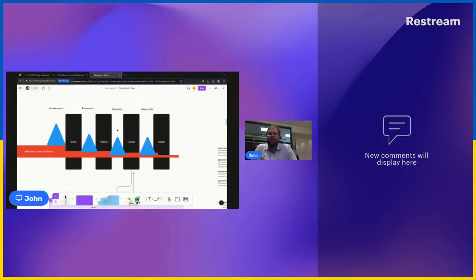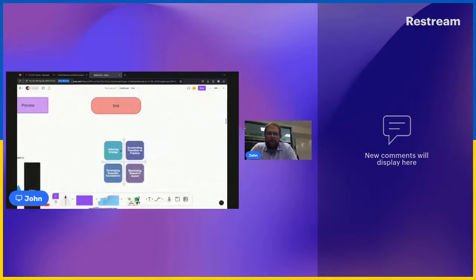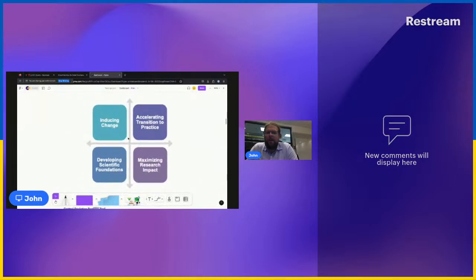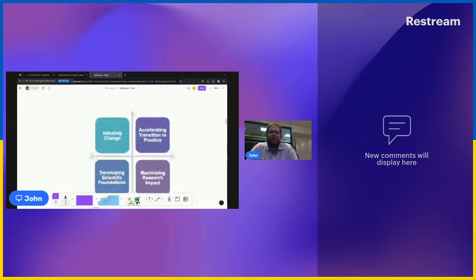So what can you do? Why is security important, right? Security is one component of computer systems. And what's really important here is when you start to analyze your computer systems, we can move into a variety of spaces, right? We can move into inducing change across our systems. We can accelerate transition, right, to practice. We can take our conceptual things and start to actually practice them and implement them. Then, because we're using computer systems and they are just math machines, we can develop scientific foundations to really approach this solution, and we can maximize the research impact.